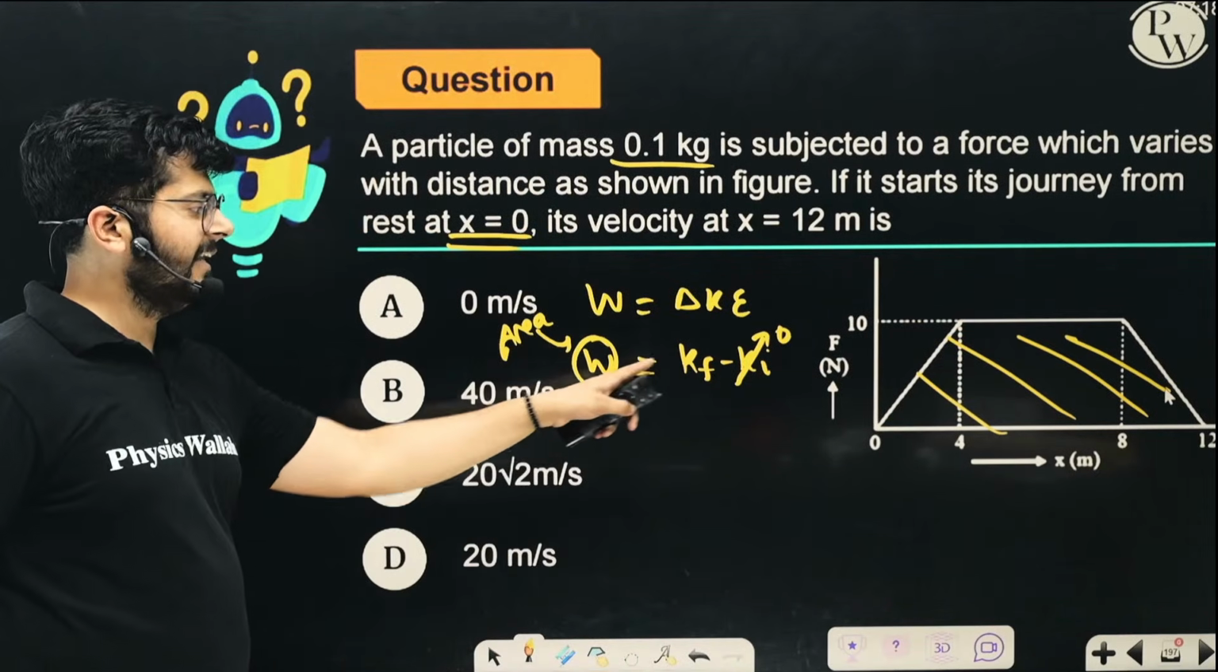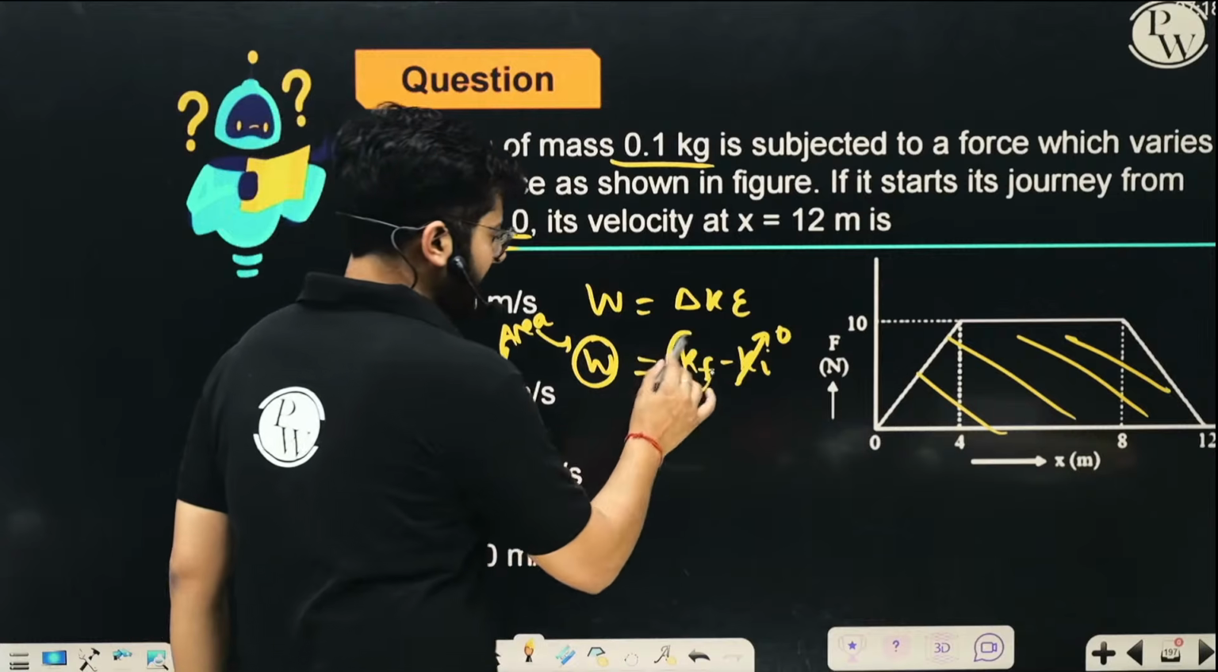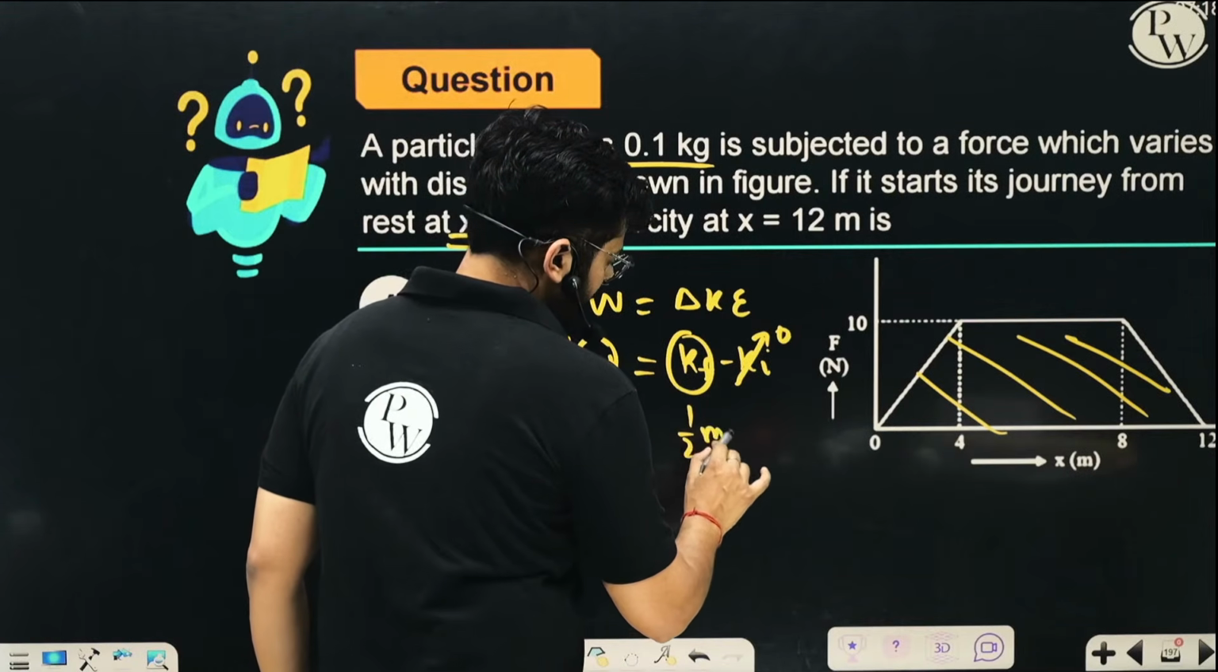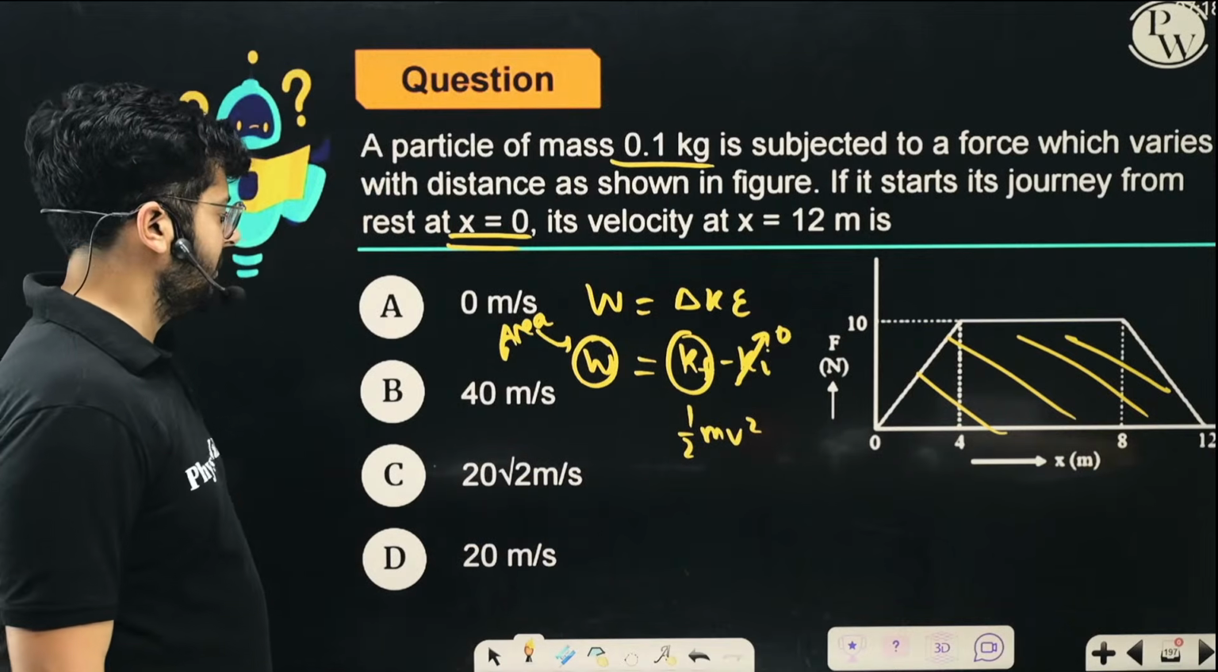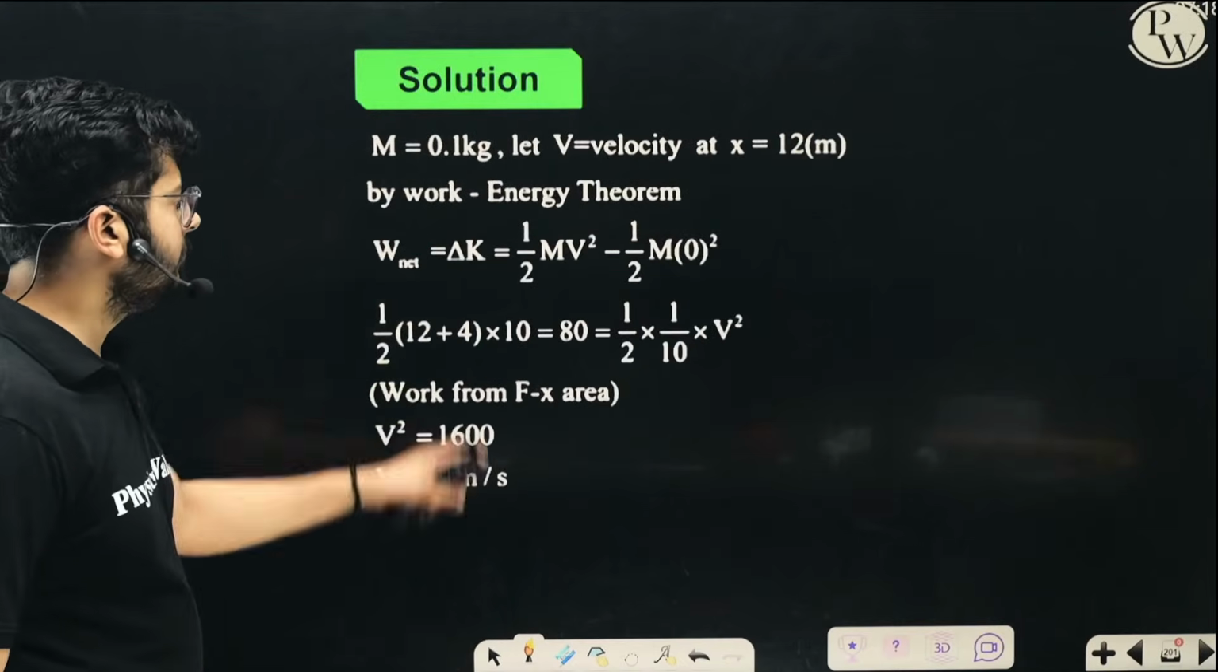So you calculate the area, you will get the final kinetic energy, which is half mv square, right? And from here you can get the final velocity as well, right? No worries about that. So this is it.